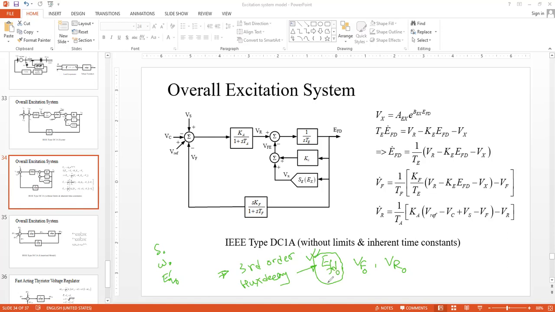Now, if we know EFD naught, can you find out what is VF naught and VR naught? How will you start actually? I just want to know that from your side. How would you start the calculation?